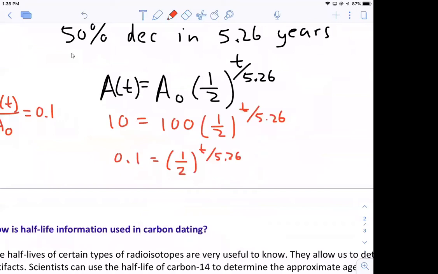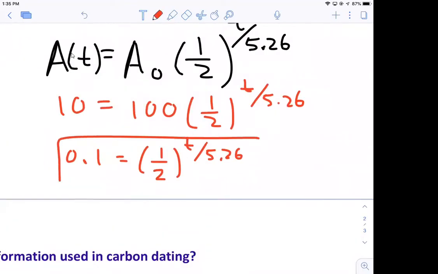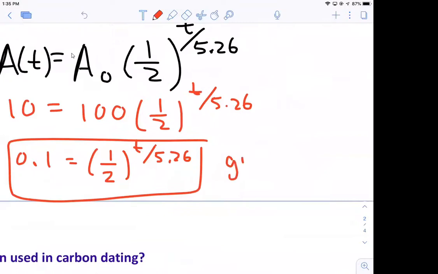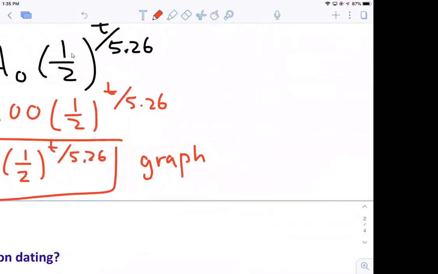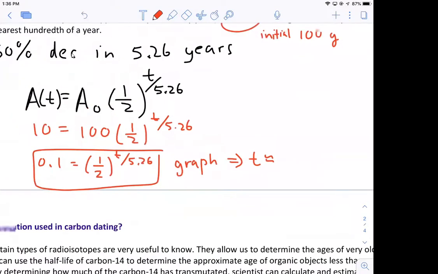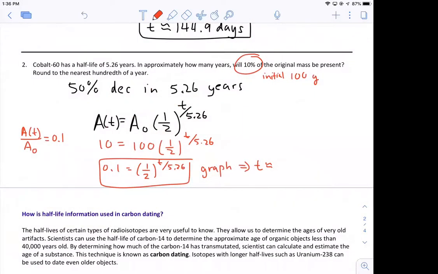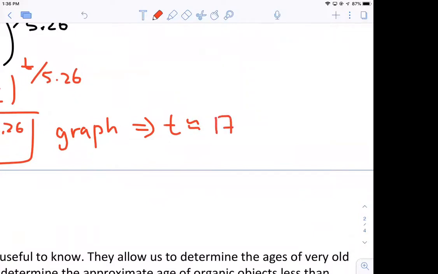So again, to solve this, we're going to graph. And graphing this, we're going to get an answer of t is approximately, did I write this one down? I did not write this one down. I'm going to do it on my computer real quick. So y equals 0.1. And, well, I actually did do it. It's right there. So graphing both of those equations, to the nearest hundredth of a year, that's going to be 17.47 years.